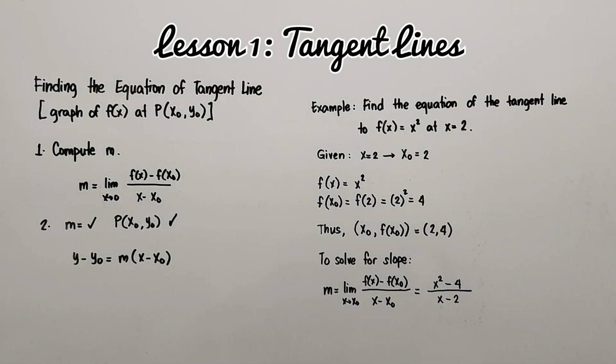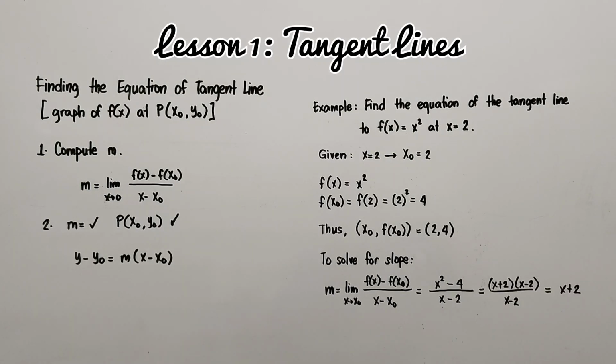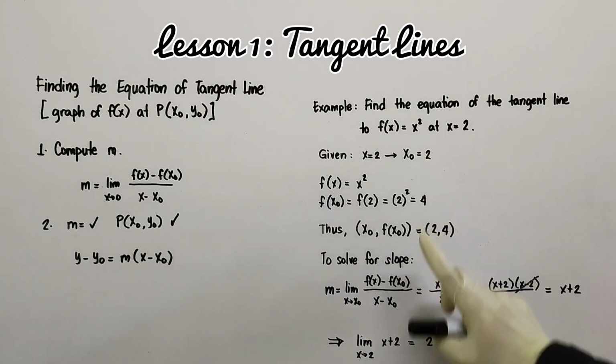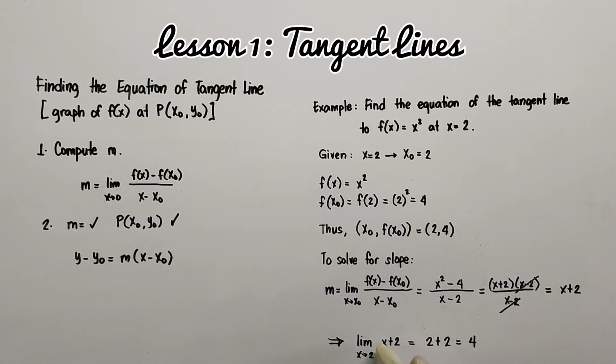After that, we will apply factoring in the numerator. The factors of x squared minus 4 are x plus 2 and x minus 2. We can cancel x minus 2 as the common factor, so the answer now is x plus 2. The limit of this ratio is equal to the limit of x plus 2 as x approaches 2, because our x sub 0 is positive 2. So just substitute the value of x in x plus 2, so you have 4. So our slope here is positive 4.